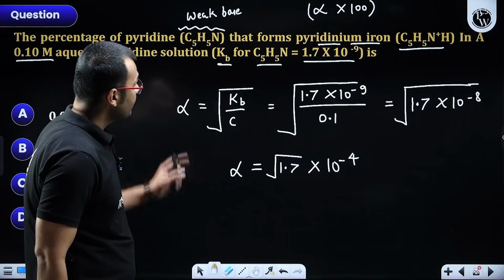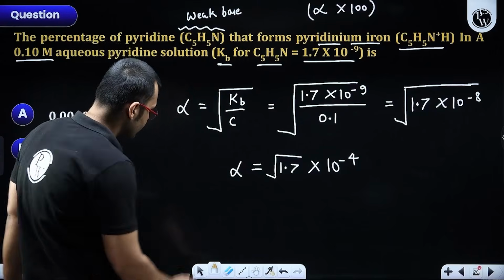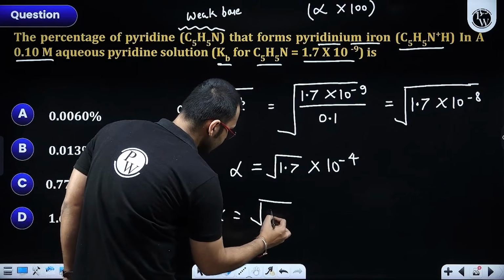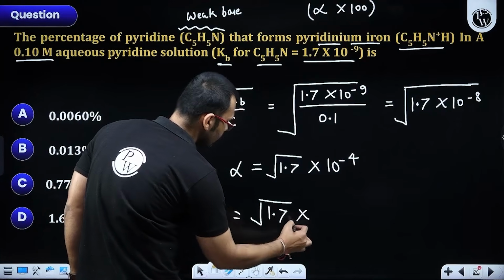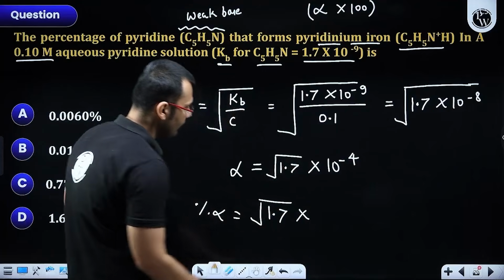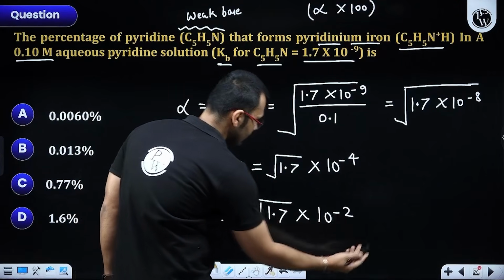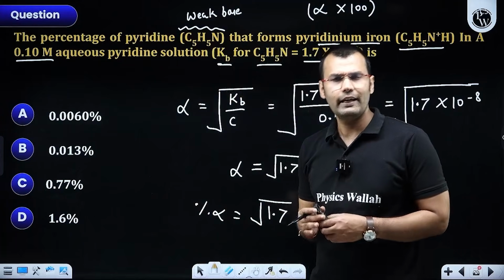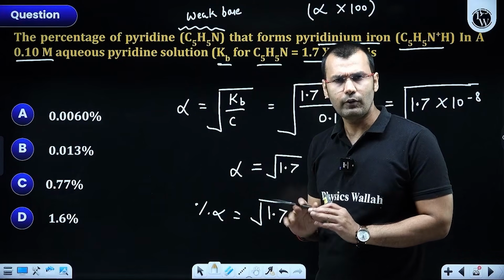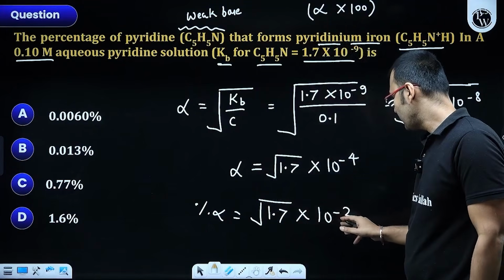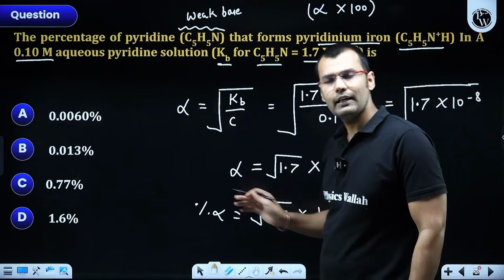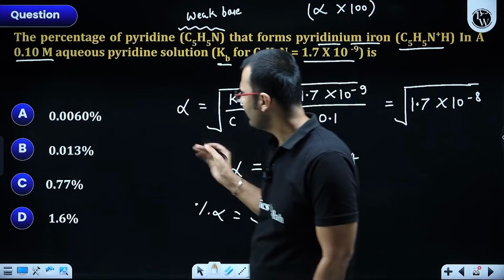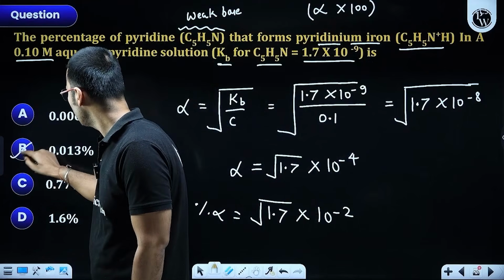But we have to calculate percentage dissociation. So percentage dissociation will be this into 100, means under root of 1.7 into 10 to the power minus 4 into 100, it will come out 10 to the power minus 2. Now if you calculate, square root of 1.7 will be 1 point something, like 1.2 or 1.3 nearly. And if you do 10 power minus 2 here, it will be nearly 0.012 or 0.013. The nearest answer is B. Of course, it should be B.